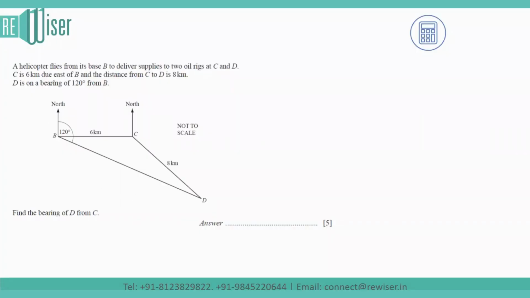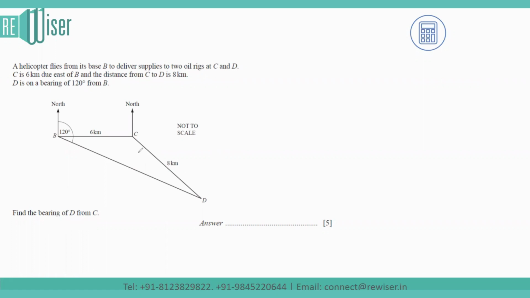Hi, here our question is, a helicopter flies from its base B to deliver supplies to two oil rigs at C and D. C is 6 km due east of B and the distance from C to D is given to be 8 kilometers. D is on a bearing of 120 degrees from B. We need to find out the bearing of D from C.